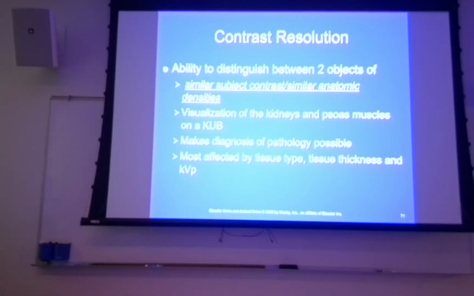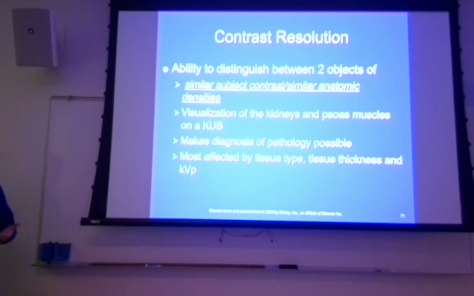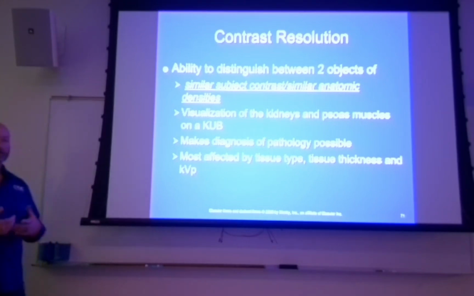So it's contrast resolution. It's your ability to visualize things like the kidneys on a KUB. You should be able to pick those out now. First semester, we're just glad that you could pick out the spine on a KUB, but you should be able to see the kidneys now, psoas muscles. In certain patients, you might actually be able to see the inferior quarter of the liver. That's more rare than the other things.